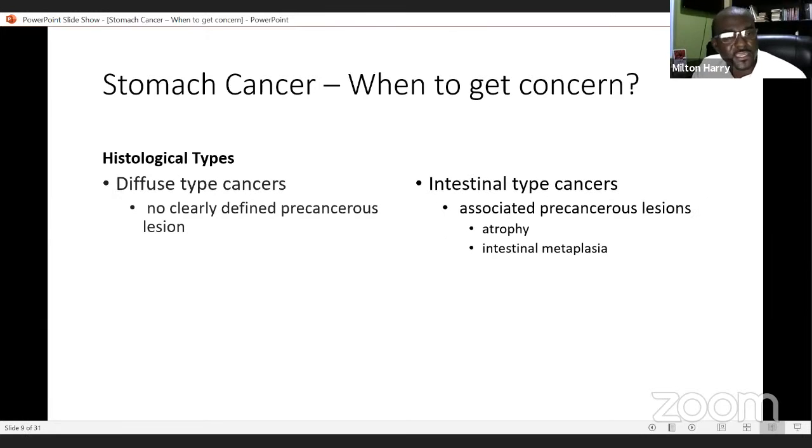For the diffuse type, there's no clear precancerous lesion that we identify for the diffuse type of gastric cancer. However, for the intestinal type of gastric cancers, there are precancerous lesions that can be identified, such as gastric atrophy and intestinal metaplasia.